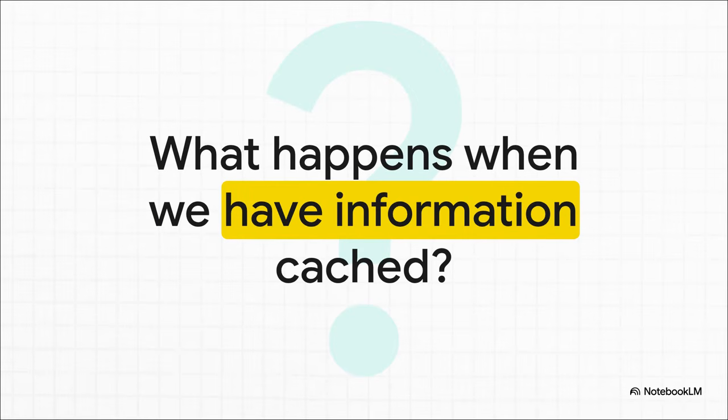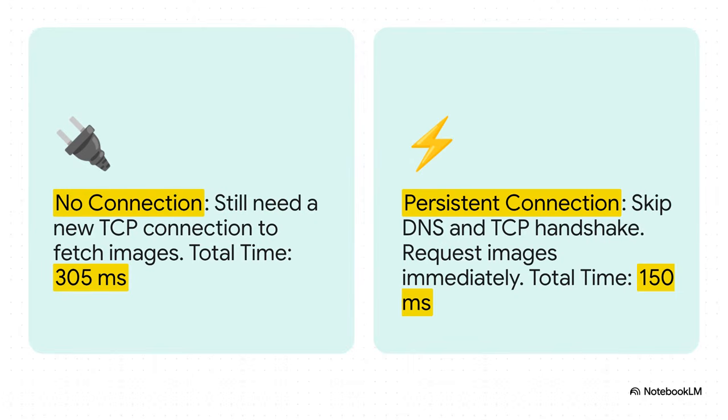Okay, on to part 3. Let's change the scenario. What happens if we've been to this site before? Now our computer has the IP address and the basic HTML file cached. How does that change things? Let's see. Okay, this is where you really see the power of smart networking.